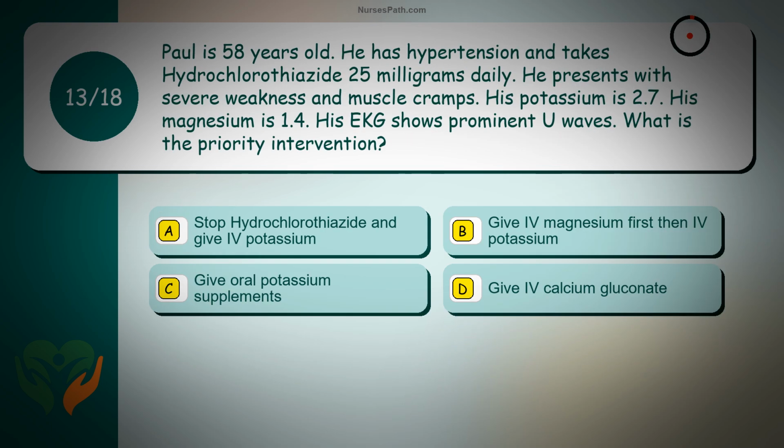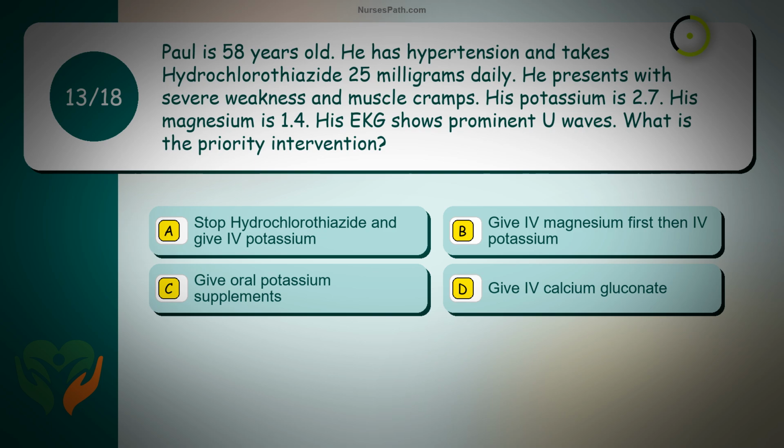Question 13. Paul is 58 years old. He has hypertension and takes hydrochlorothiazide 25 mg daily. He presents with severe weakness and muscle cramps. His potassium is 2.7. His magnesium is 1.4. His EKG shows prominent U waves. What is the priority intervention?